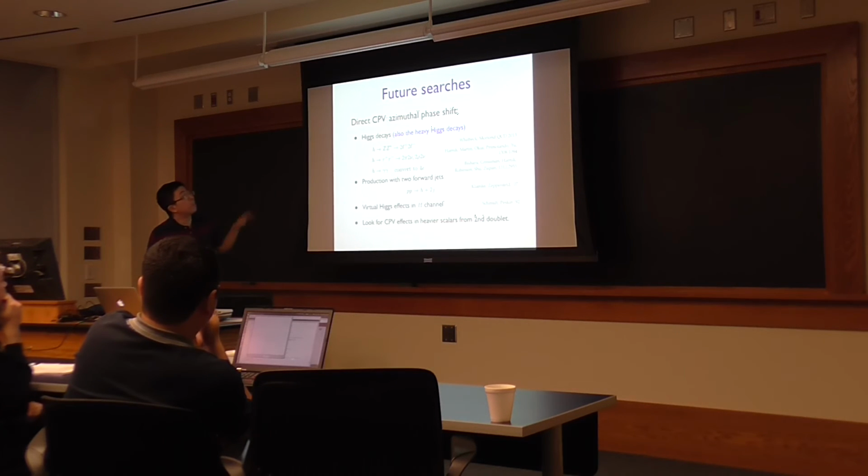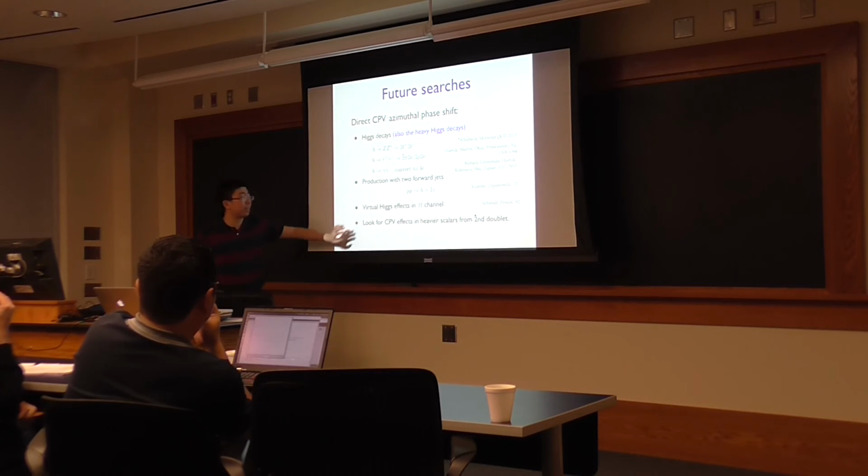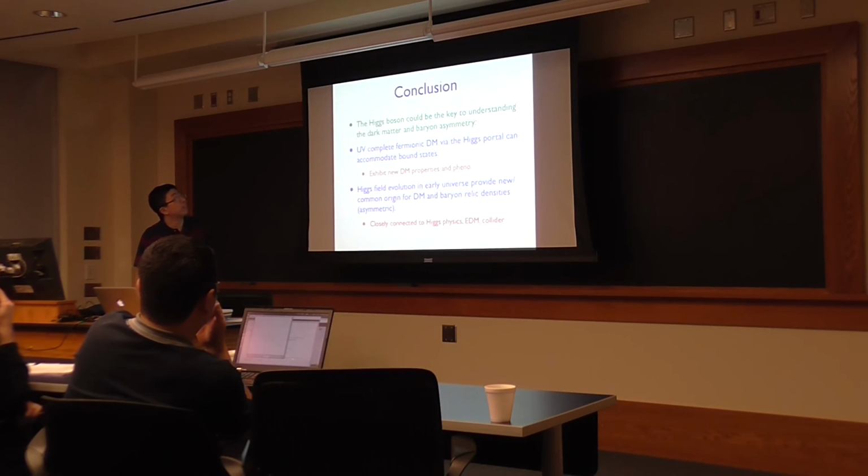There are several ways to discuss it, but since I'm running out of time, I'm not going to talk about it. But you can see you can do it through the Higgs decay and production, and also because there are heavy scalars, you can look for heavy scalar contributions in the CP violation. And so I'm going to conclude here.